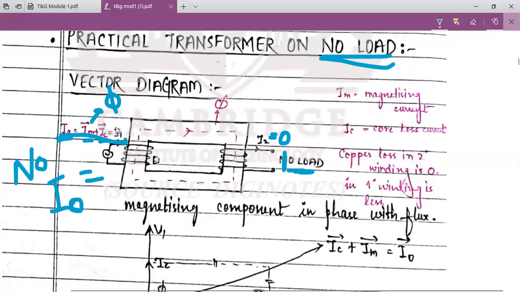This point clear? Yes. If you have any doubts, you can discuss it. You can ask if you're not understanding.